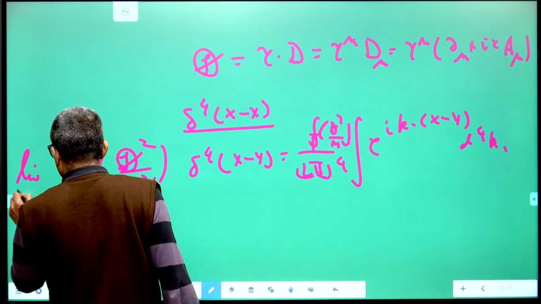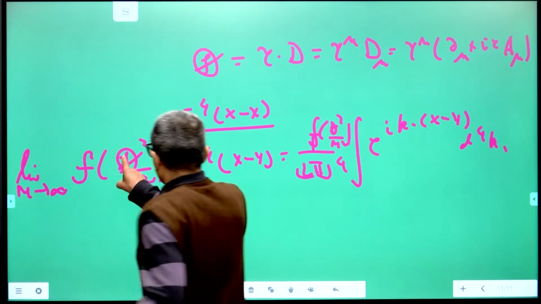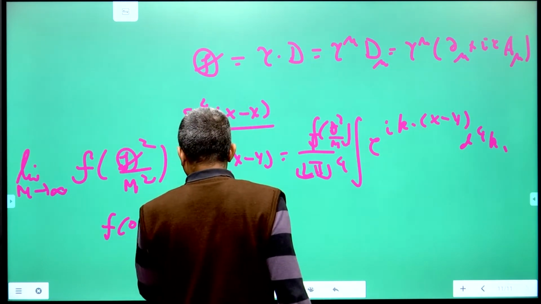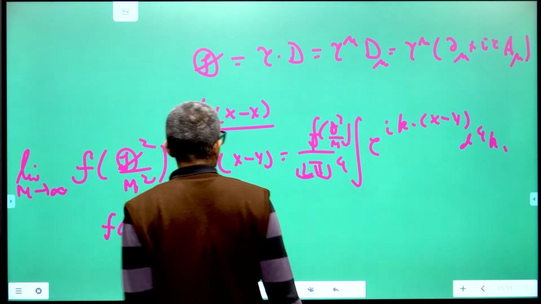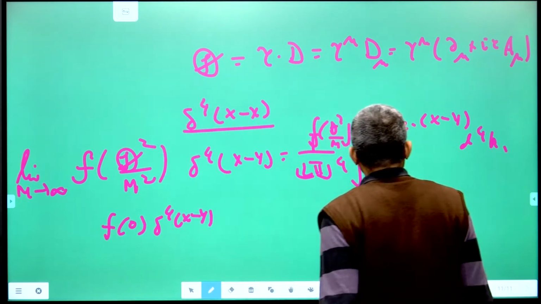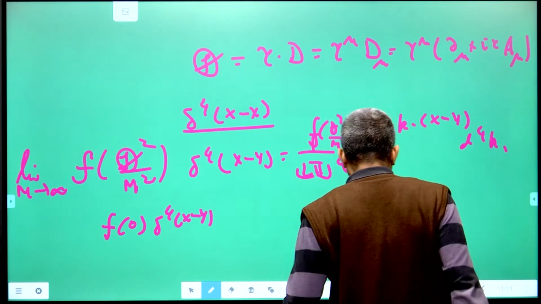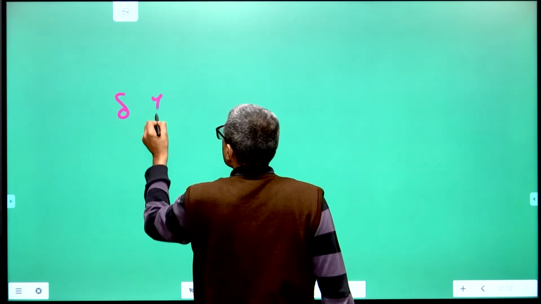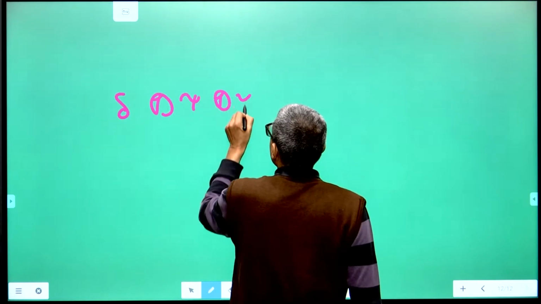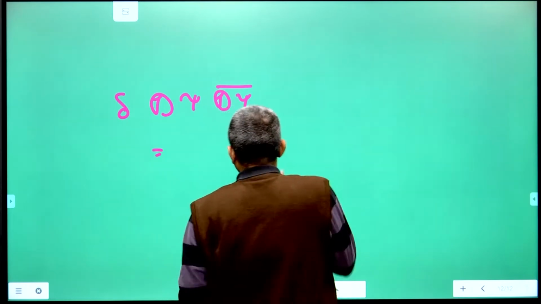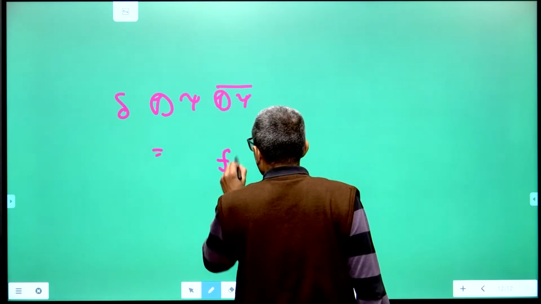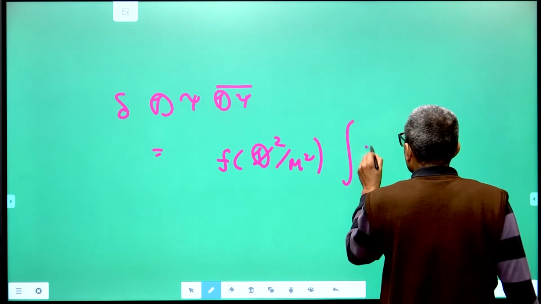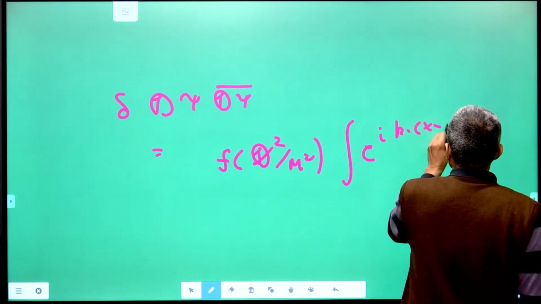In the limit that m goes to infinity, f of D squared by m squared becomes f0, a constant, into delta 4 x minus y. So you will evaluate the trace of this operator in this form, and then I will put x equal to y. So the change in the path measure, delta d psi d psi bar, can be written simply as f of D squared by m squared acting on the integral e^(i k·(x minus y)) d4k.